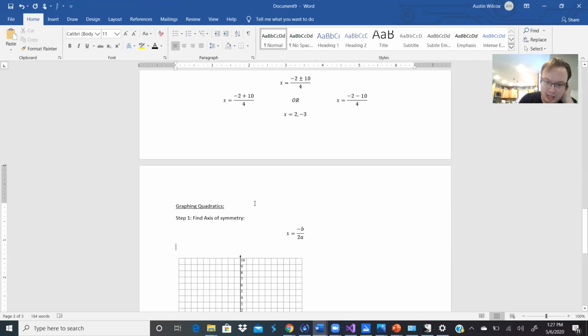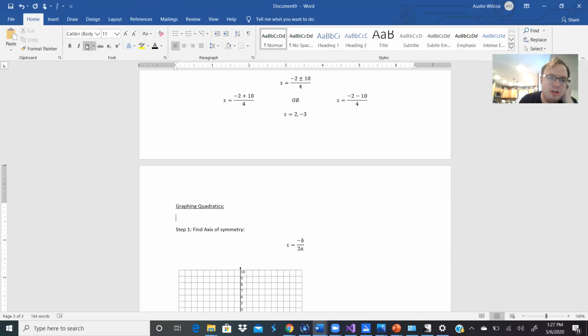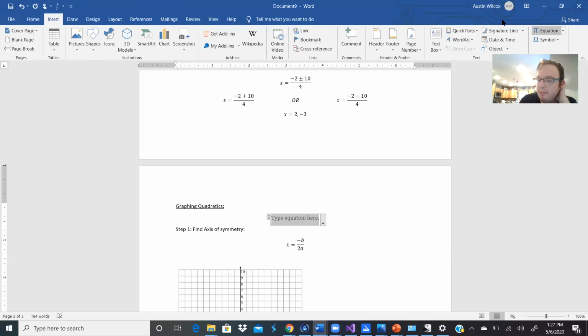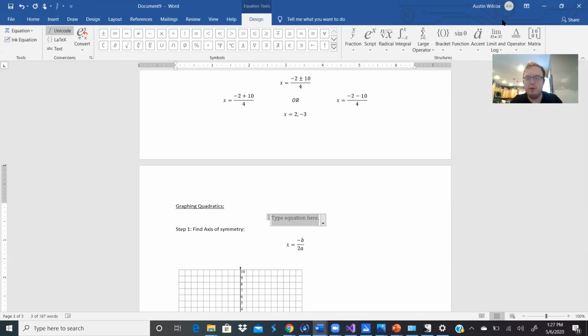So actually, you know what? I'm going to give us an example here so I can actually do each step each time. How am I going to graph the equation y is equal to negative x squared plus 2x plus 1?